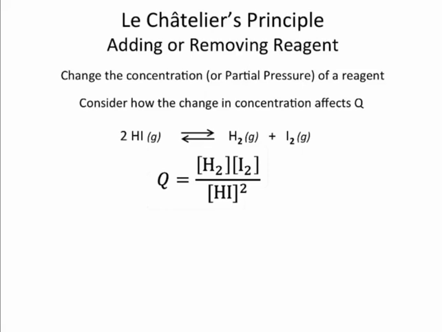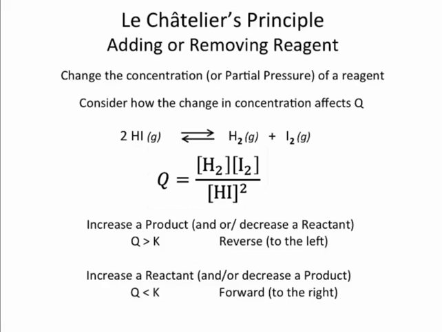Okay, so let's do some examples here. Say you add or remove a reagent. What happens? And this is also true if you change the partial pressure. If you increase a product or decrease the reactant, what that does is it makes this bigger, right? If you increase the product, or decrease the reactant, it makes less of this. And then that's going to make your Q bigger, so your Q will go up.